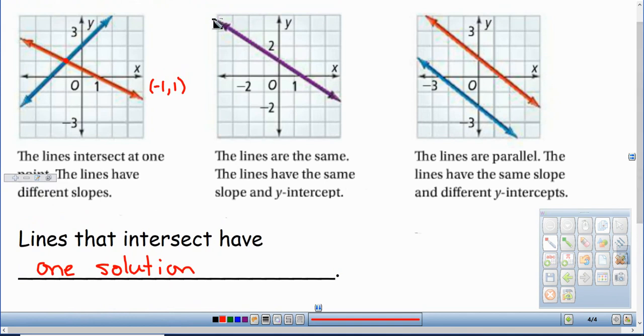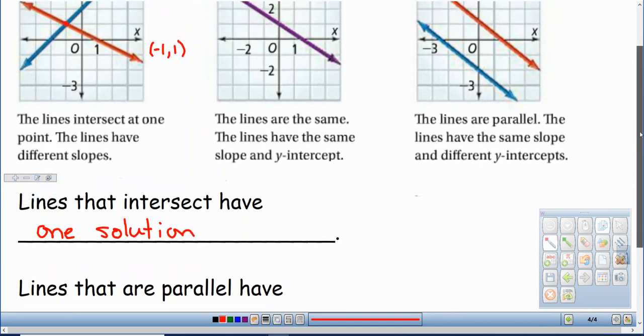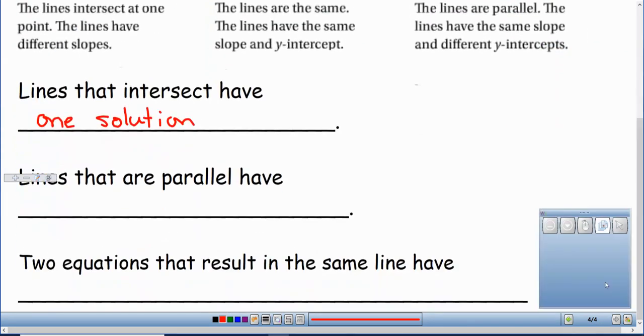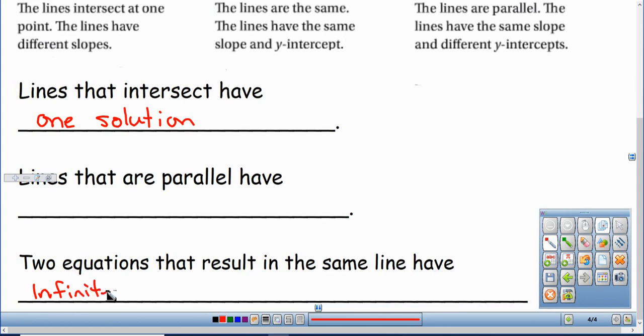If the two lines are exactly the same, they have an infinite amount of points that are on both lines. And that's actually down here. It says two equations that result in the same line have infinitely many solutions to the system.